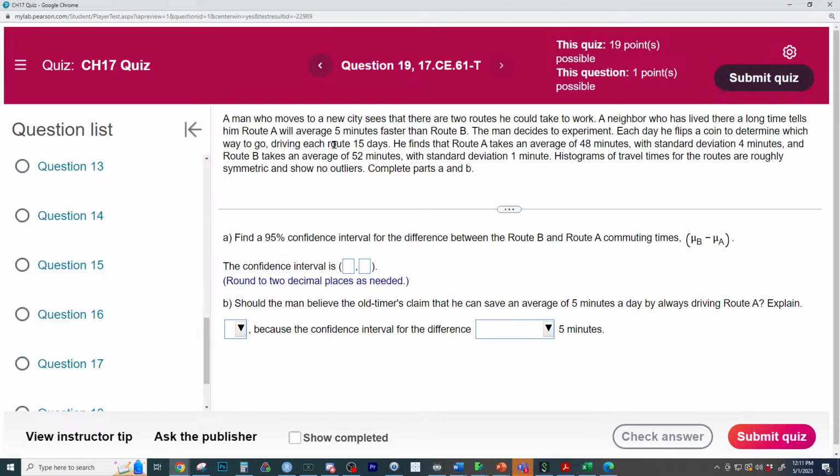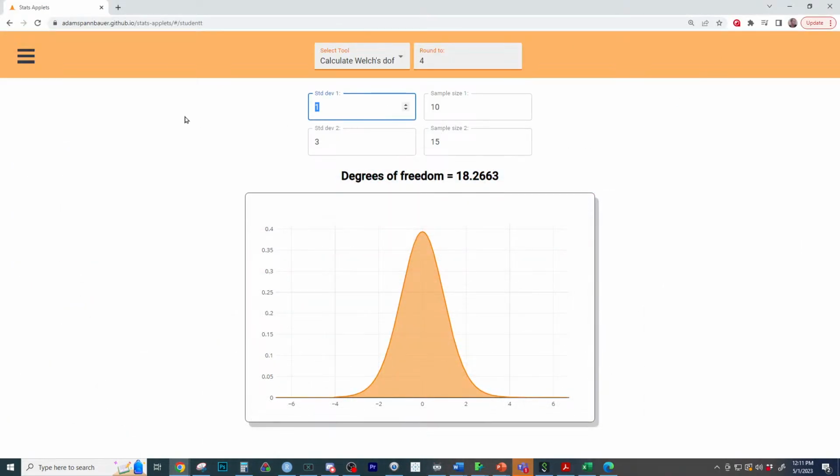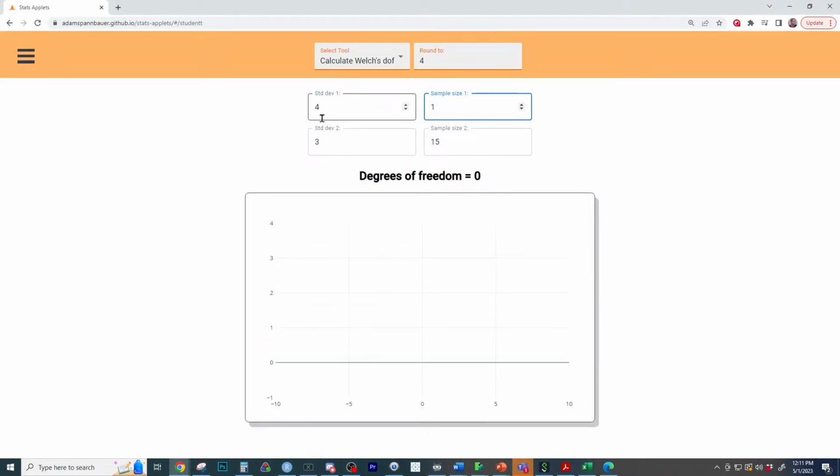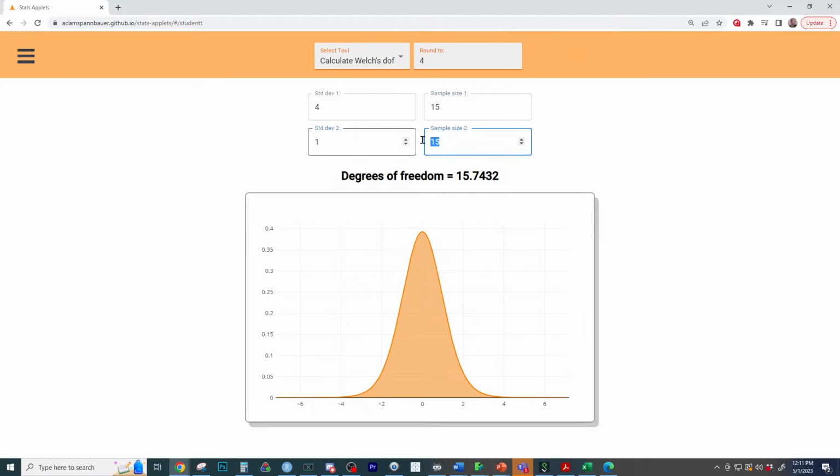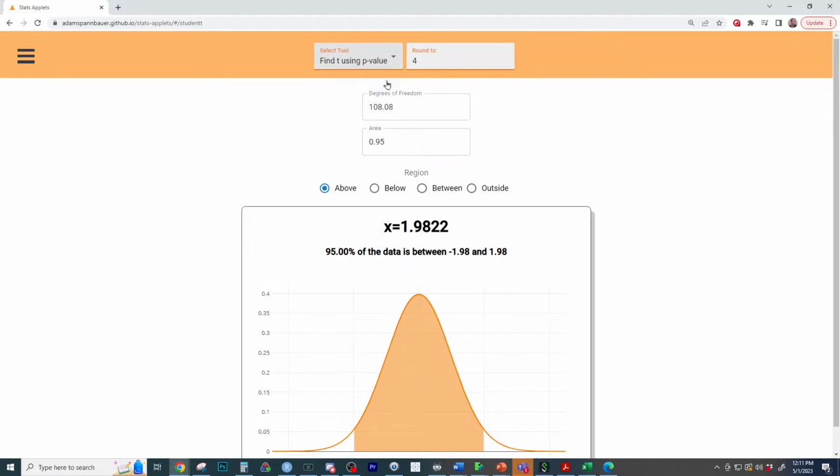We travel each route 15 times, so randomized order, random condition met. And then the first one has a standard deviation of 4. The second one has a standard deviation of 1. So 15, 4, 15, 1. Or 4 for the standard deviation, 15 for the sample, 1 for the standard deviation, 15 for the sample. Degrees of freedom, 15.7432.